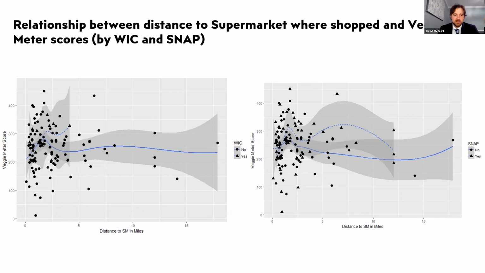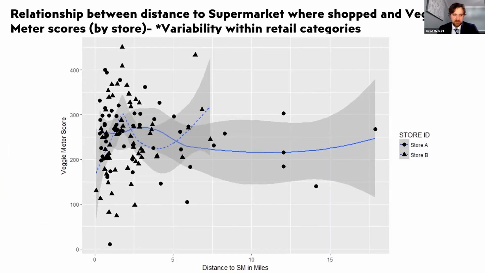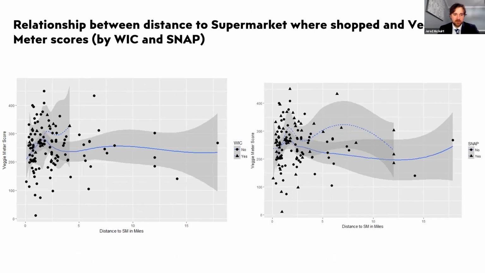Then this is actually looking at the relationship between distance and Veggie Meter scores by WIC and SNAP participation. Oh, sorry, I actually clicked back. You can see these are somewhat similar. There are a little bit of differences, but I just think it was interesting to break it apart by participation in these different programs.